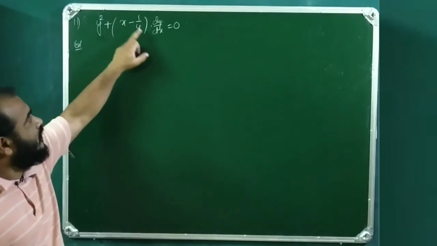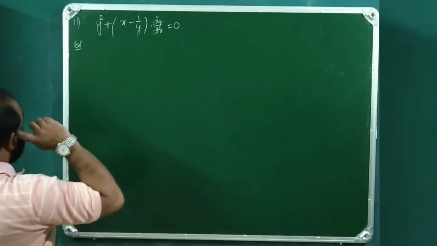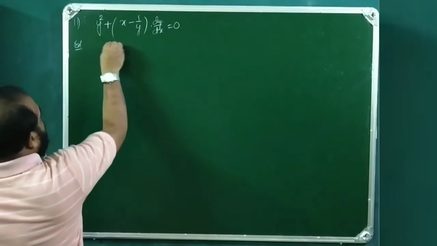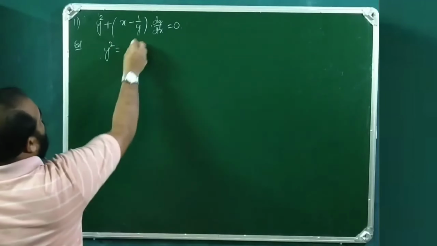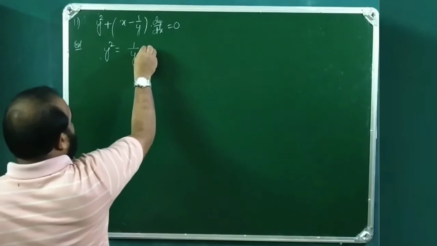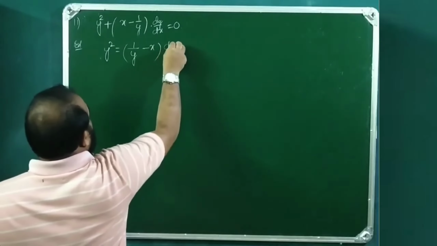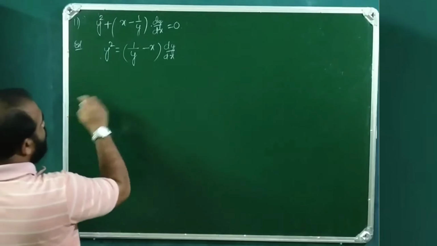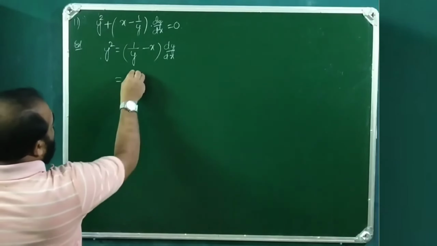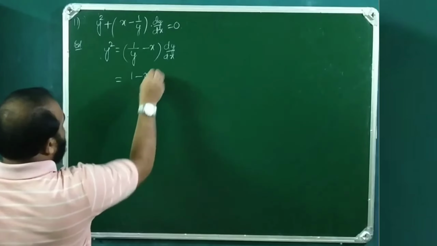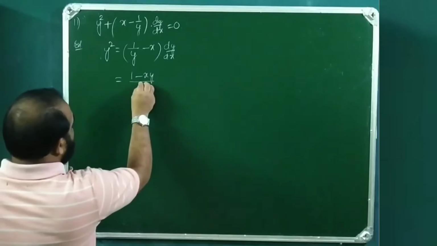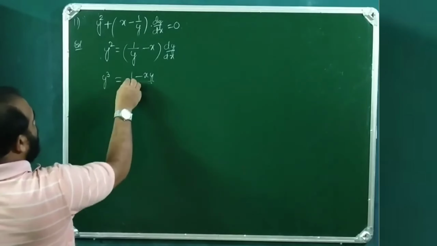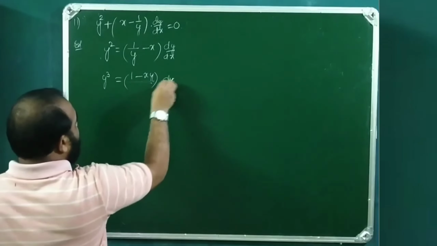Next: y square plus x minus 1 by y, dy by dx equals 0. If you transpose to the other side, y square equals 1 minus y, 1 by y minus x into dy by dx. So this equals 1 minus xy by y. Transposing y to the other side, it will be y cube into dy by dx.